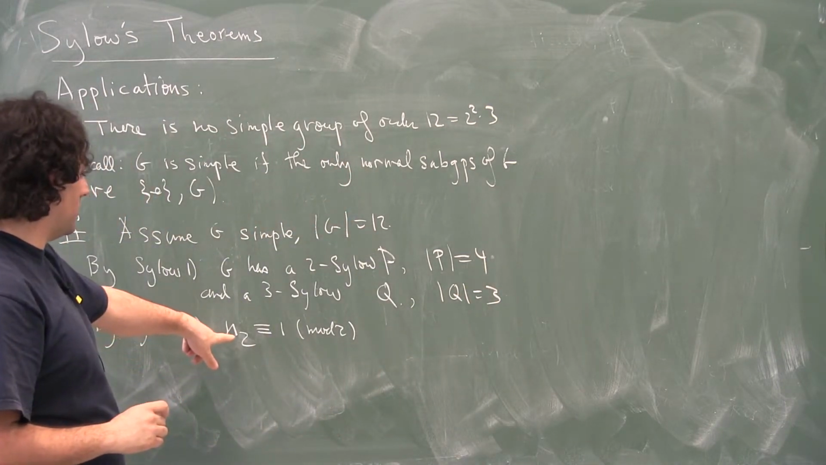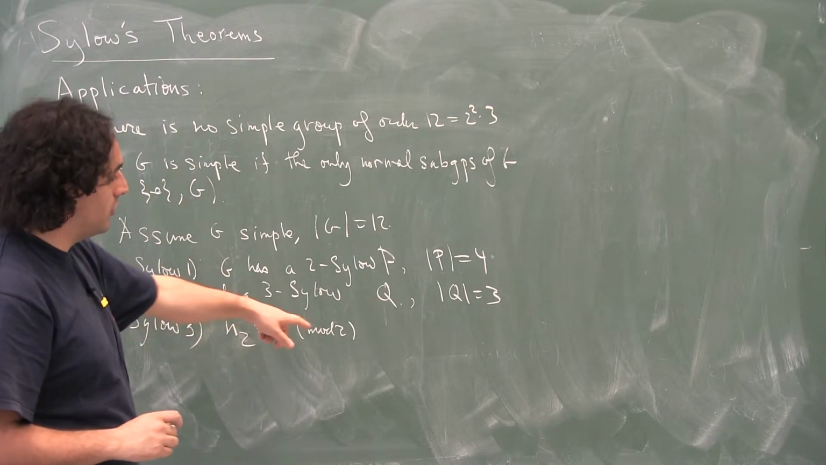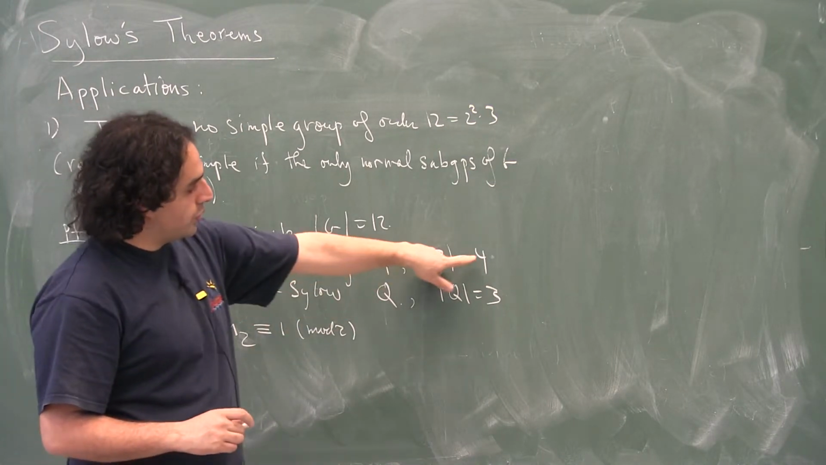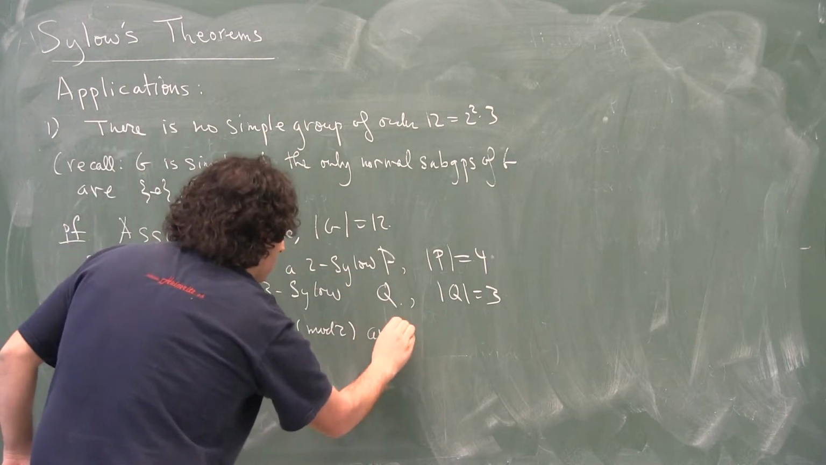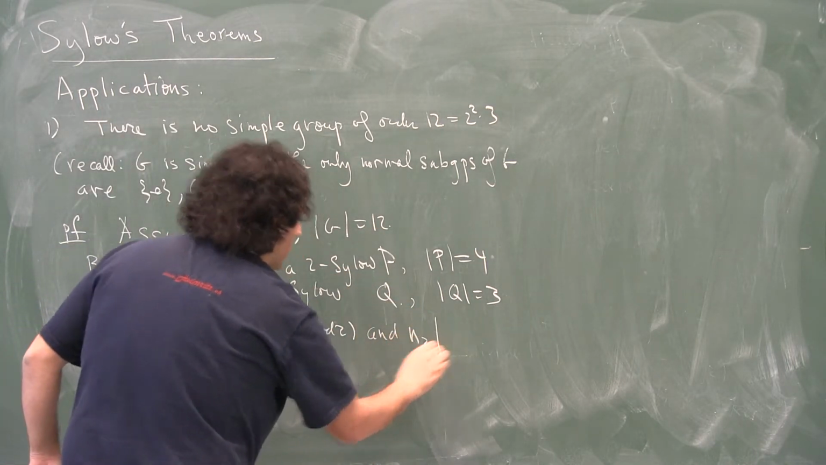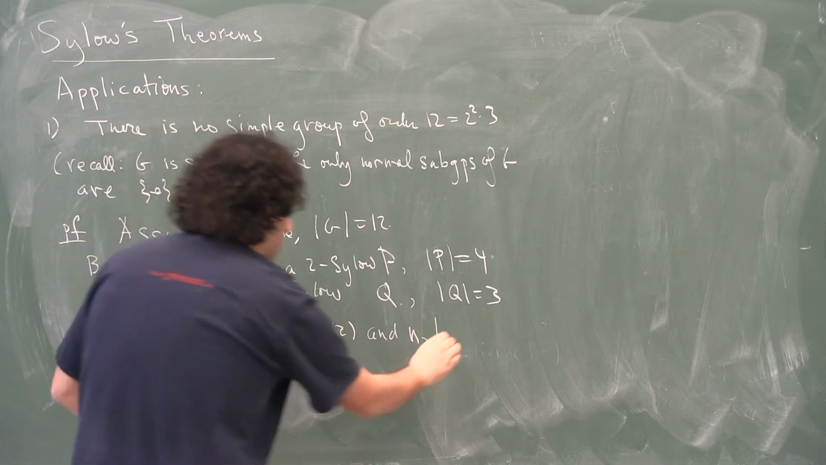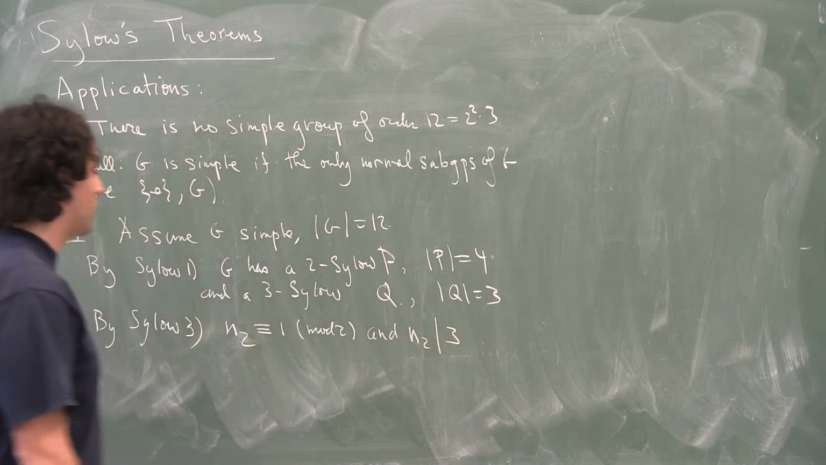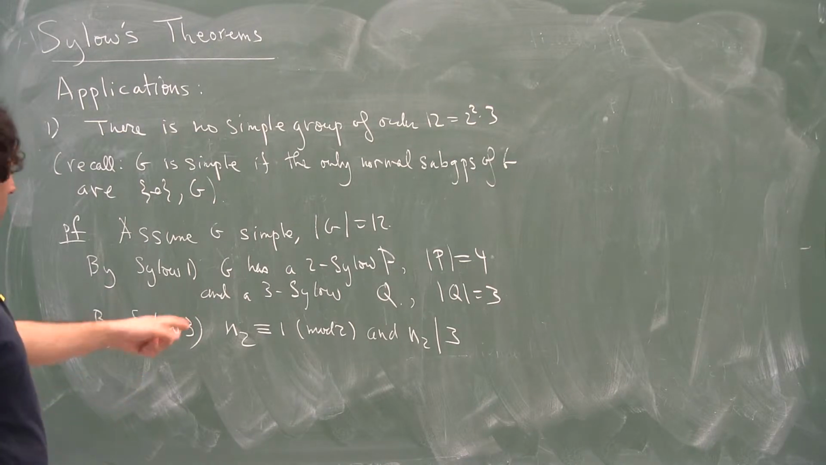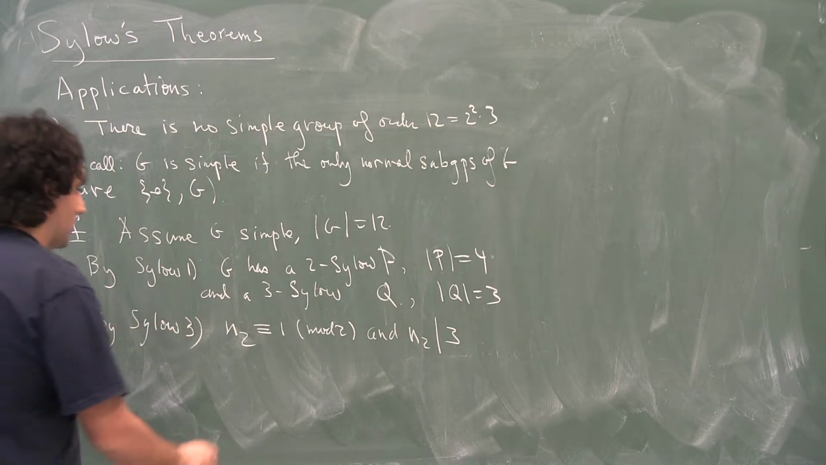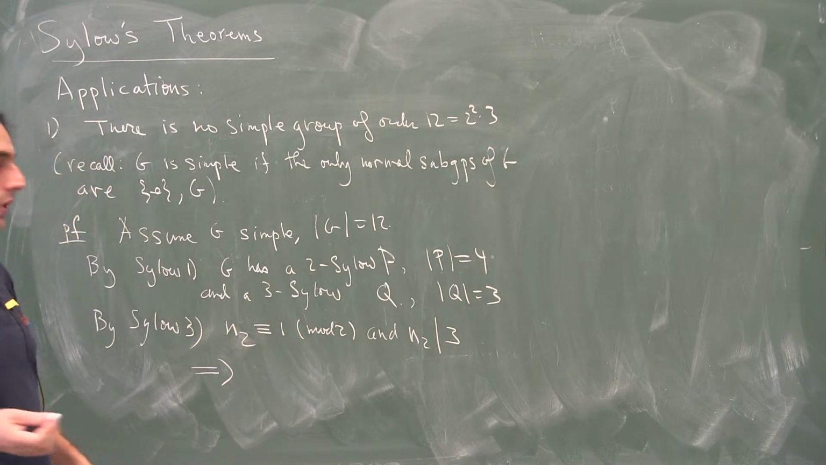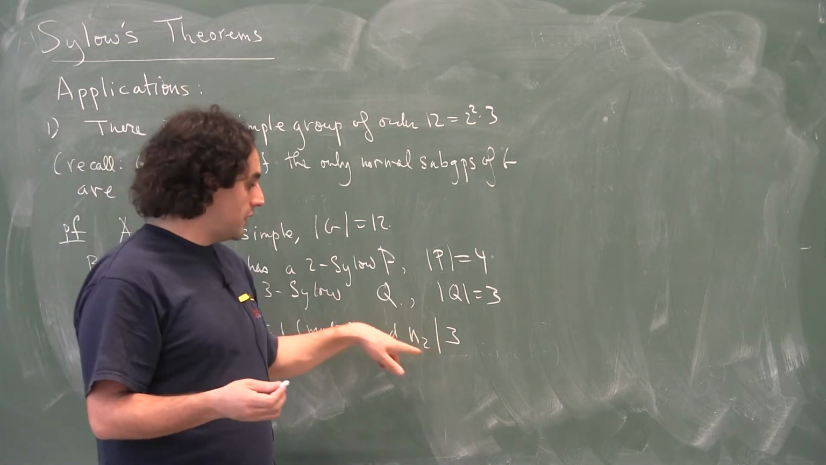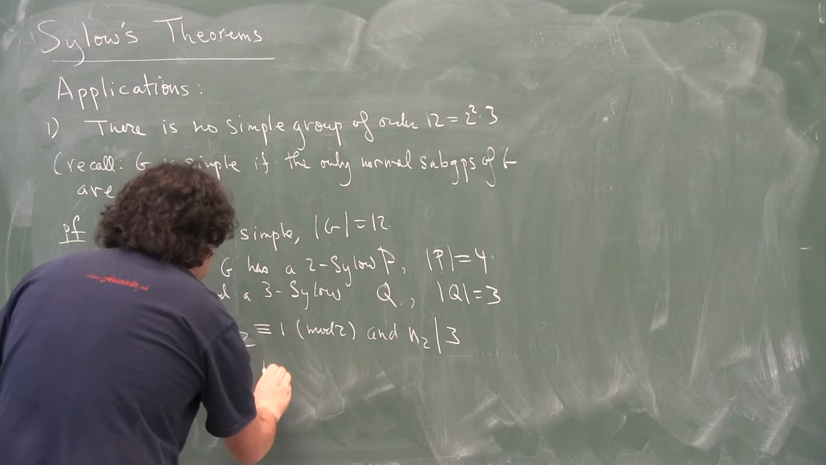The number N2 of 2 Sylow subgroups is congruent to 1 mod 2, and it divides the index. P has order 4, so its index is 3, and N2 divides 3. Well, this doesn't leave so many options. 3 is prime, so this means that N2 is either 1 or 3.